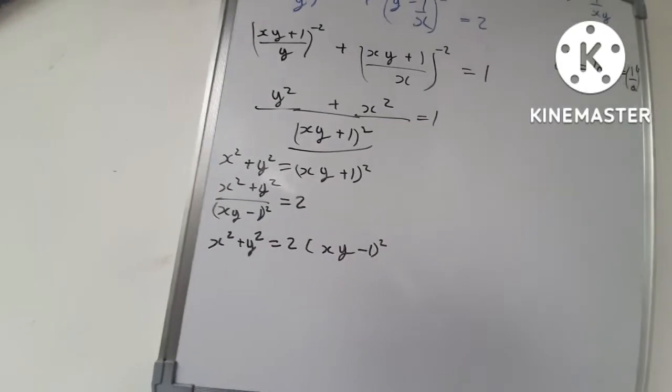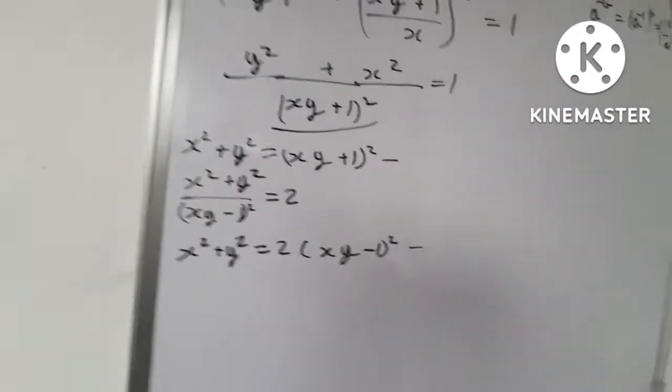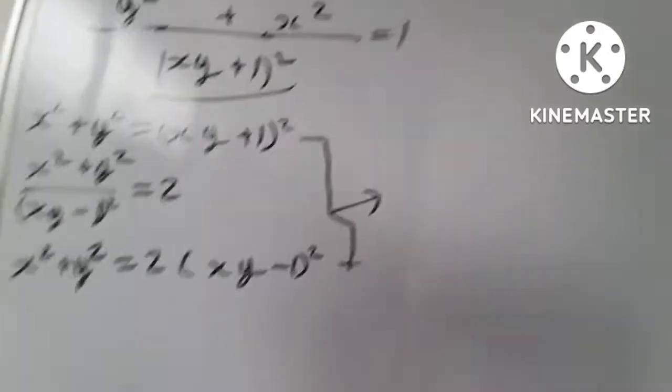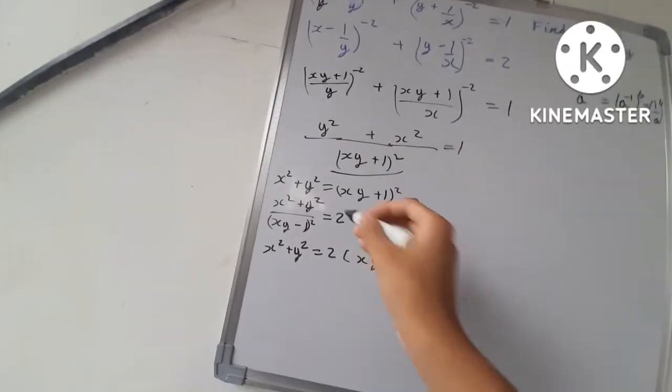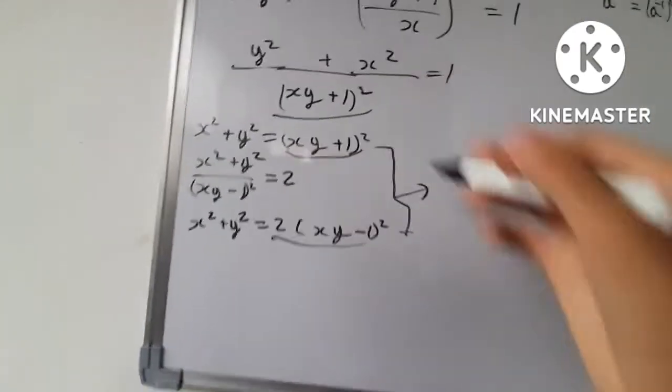So what we get from here is, I want you to pay attention to this equation and this equation. From these we get the following. We compare the two equations and we find that the right hand sides are equal.